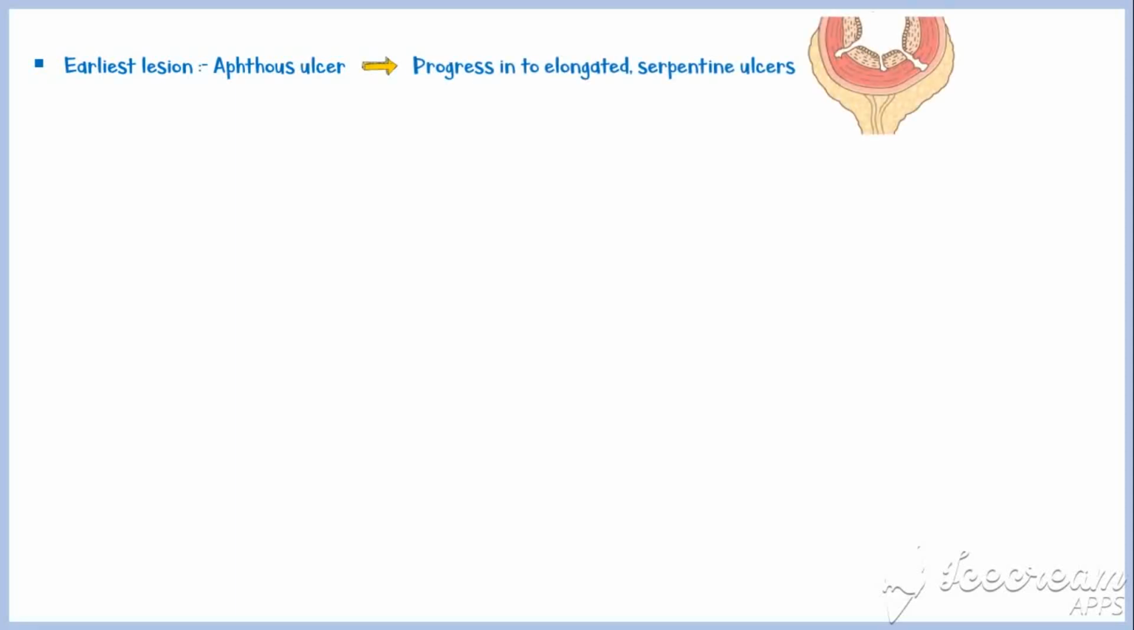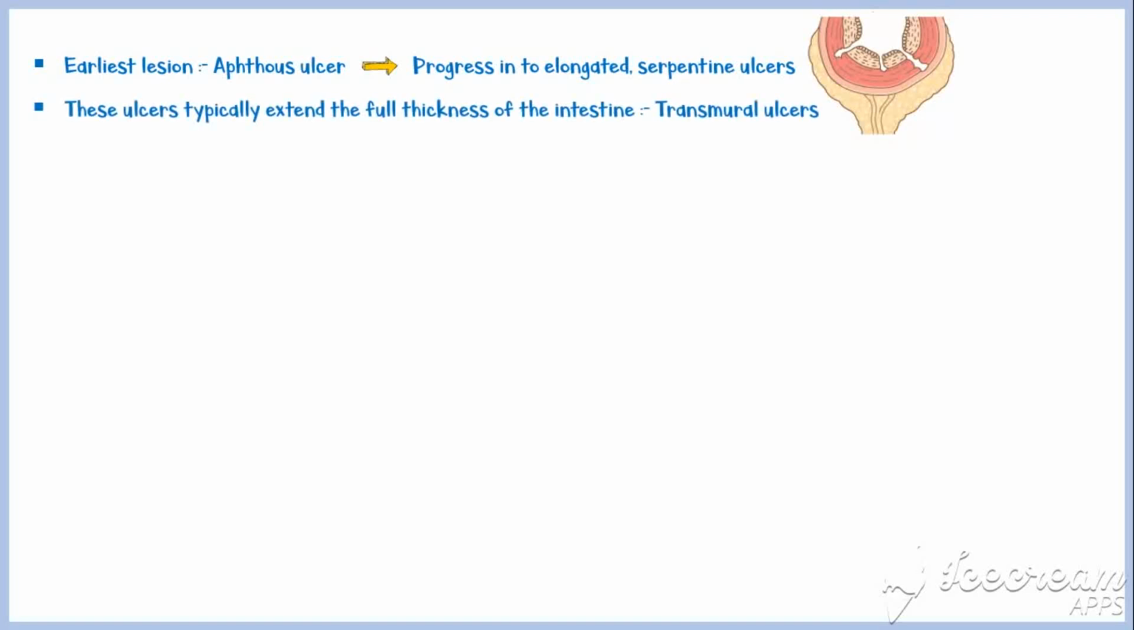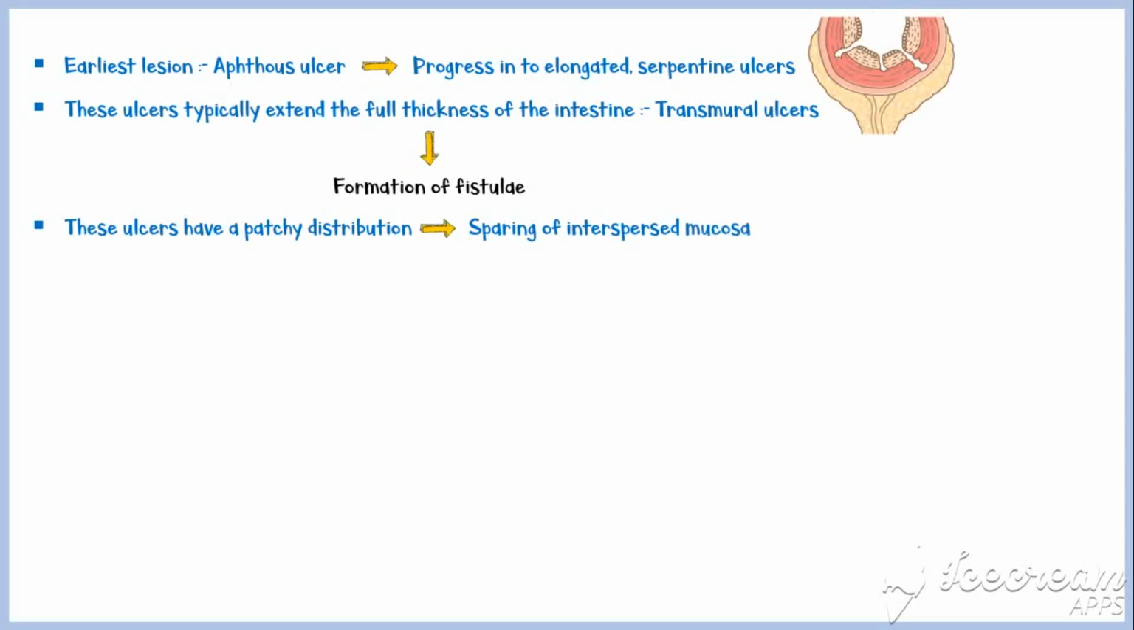The earliest lesion in Crohn's disease is known as the aphthous ulcer, which can progress into elongated, serpentine ulcers, as you can see in this picture. These ulcers typically extend the full thickness of the intestine, so-called transmural ulcers. Transmural ulceration can lead to formation of fistulae. These ulcers have a patchy distribution. Therefore, sparing of interspersed mucosa is seen. This gives a cobblestone appearance to the affected area.